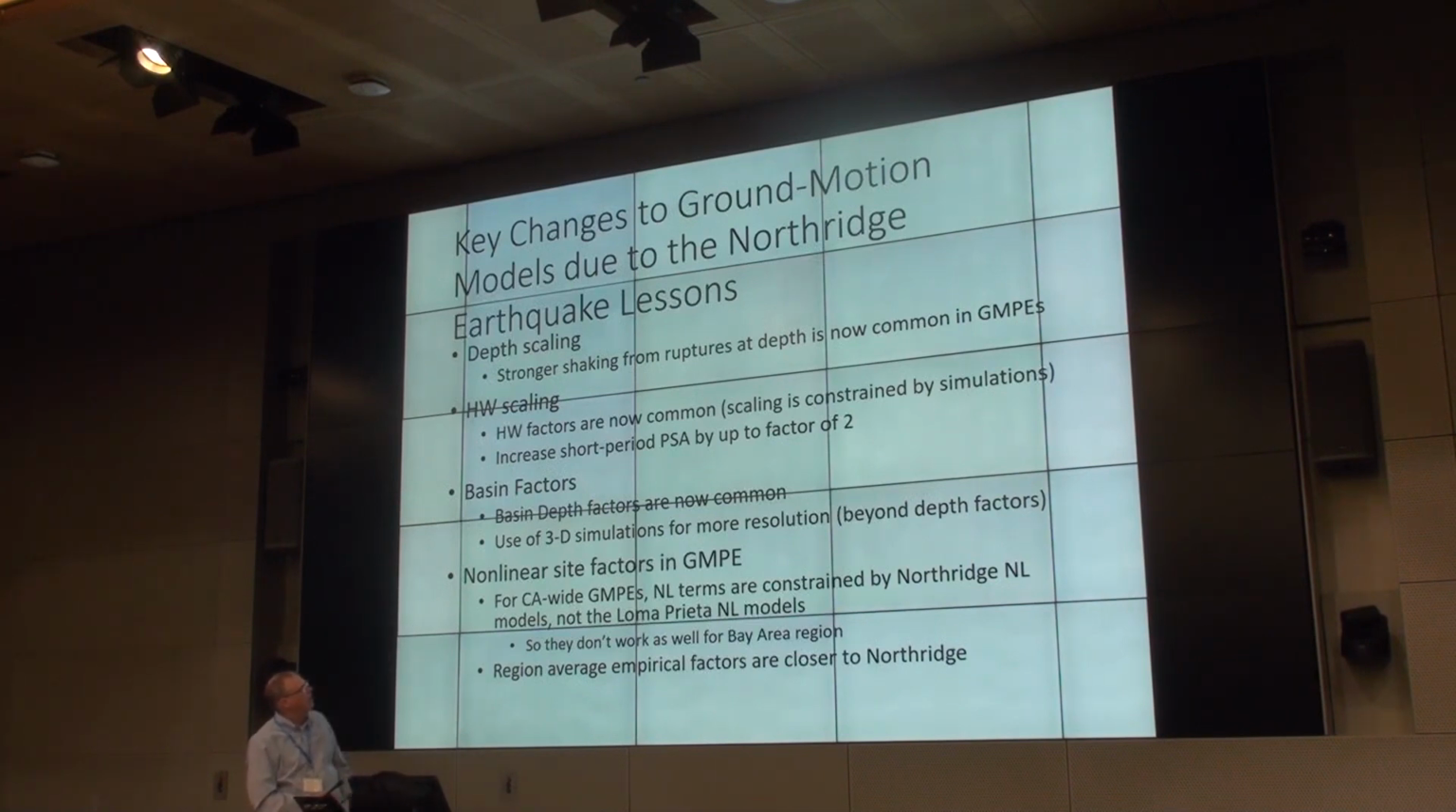Basin factors are now again becoming common. And nonlinear site factors, here we're using the nonlinear factors that are consistent with the Northridge soils, but that means our GMPE's factors are not consistent with what we're using in the Bay Area, right? We're using an average, we're not using a model that's optimized for the Bay Area. So again, the regional factors are closer to the Northridge earthquake.